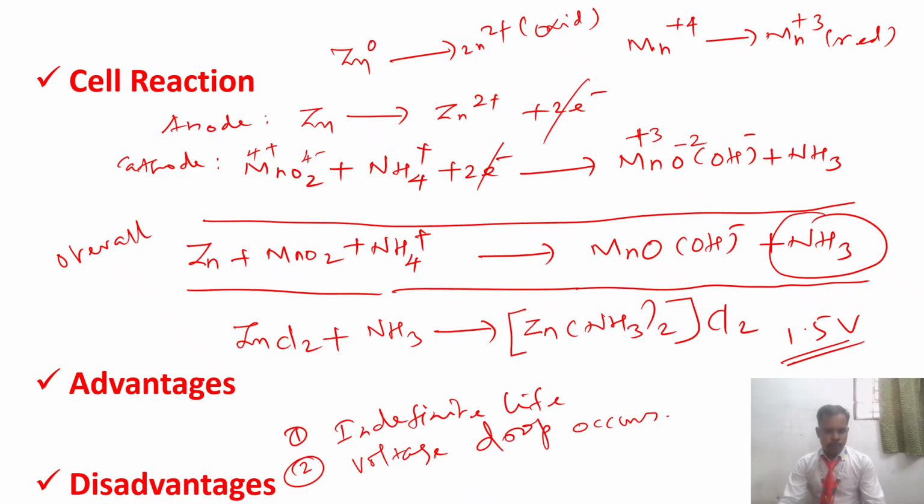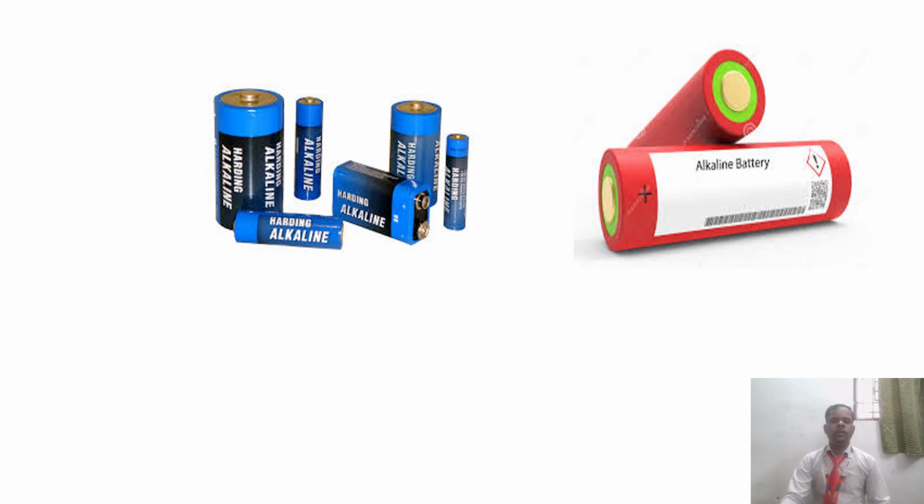What we discussed for the dry cell: first the experimental setup, then the cell reaction, then advantages, then disadvantages. Presently, what is available in the market is the alkaline battery or dry cell. Okay. Next one, secondary battery. Next we will move to the secondary battery.